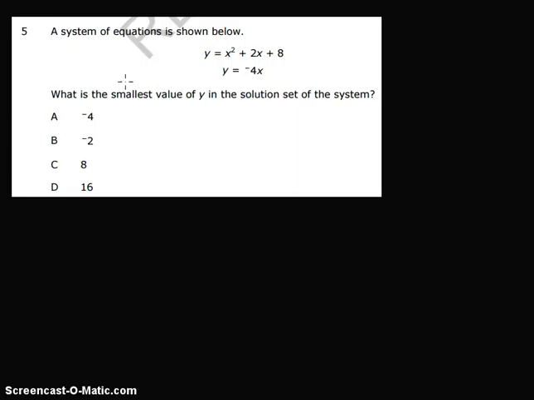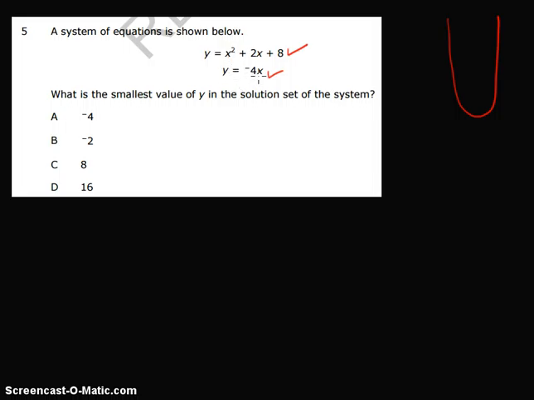Question number 5. A system of equations is shown below. y equals x squared plus 2x plus 8, which is this one, and y equals negative 4x. So the first one is a quadratic function. The graph is going to look like this, or a little bit wider depending on the a.